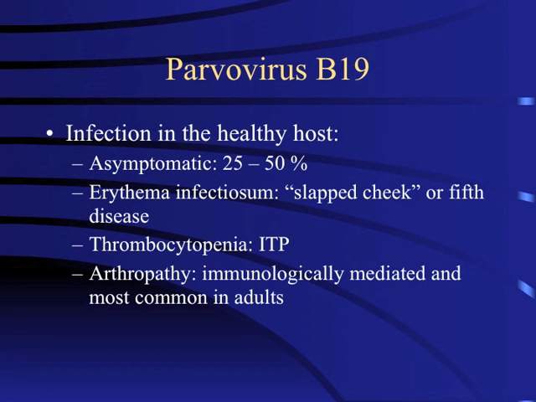So infection in the healthy host with parvovirus B19 is usually symptomatic in the majority of them. In children, it causes erythema infectiosum or slapped-cheek or fifth disease. It can cause thrombocytopenia and ITP, and it causes an immunologically mediated arthropathy that is much more common in adolescents and adults that get a parvovirus B19 infection. Usually 1 or 2 weeks later they get a pretty bad reactive arthritis.